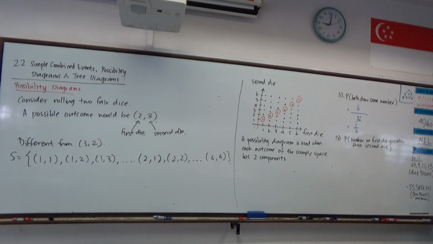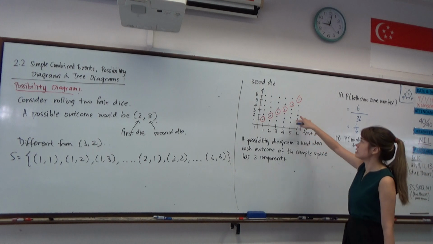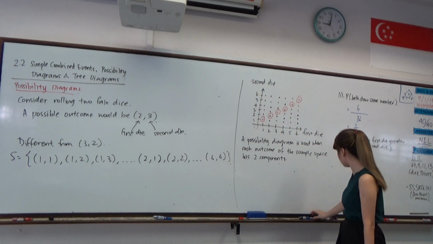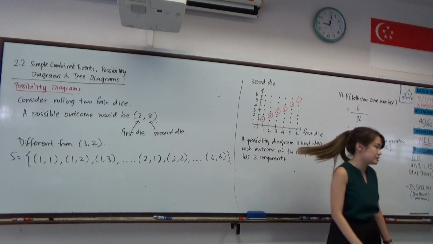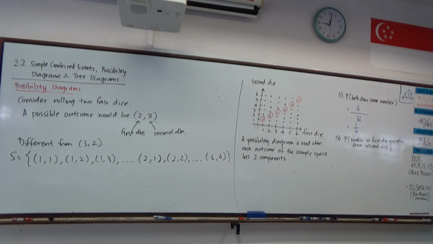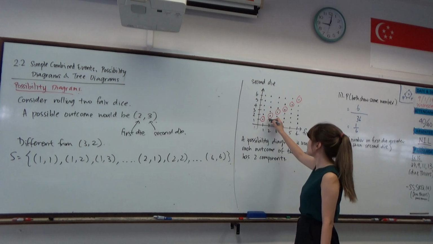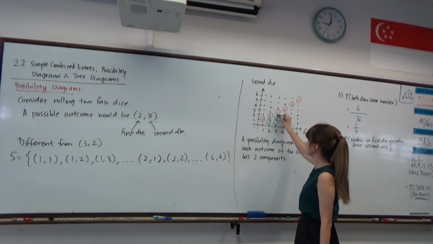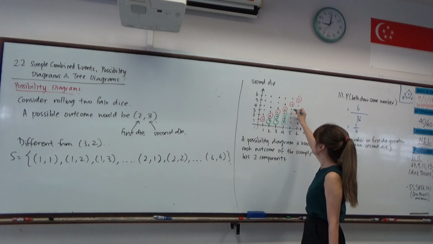And then in part 2, we want to find the probability that the number shown on the first die is greater than the number shown on the second die. So first die greater than the second die, we can see from the possibility diagram as well that the possible outcomes will actually be marked over here.